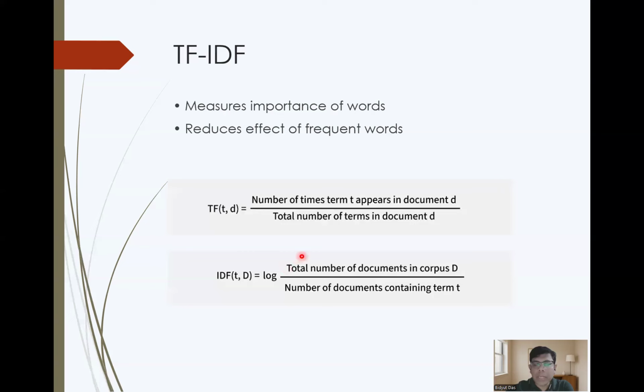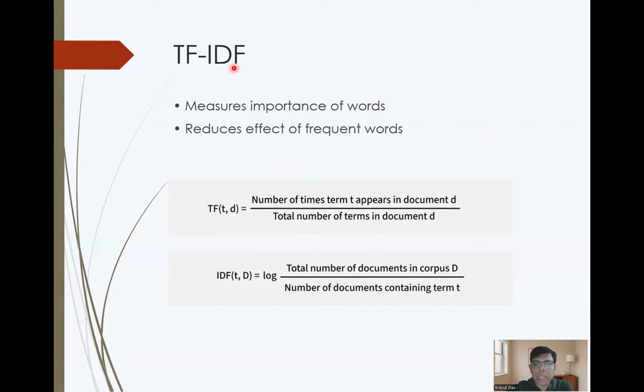That means if a word appears more in a document but does not appear in multiple documents, it has great importance in the text. That is calculated by the TF-IDF, term frequency and inverse document frequency.